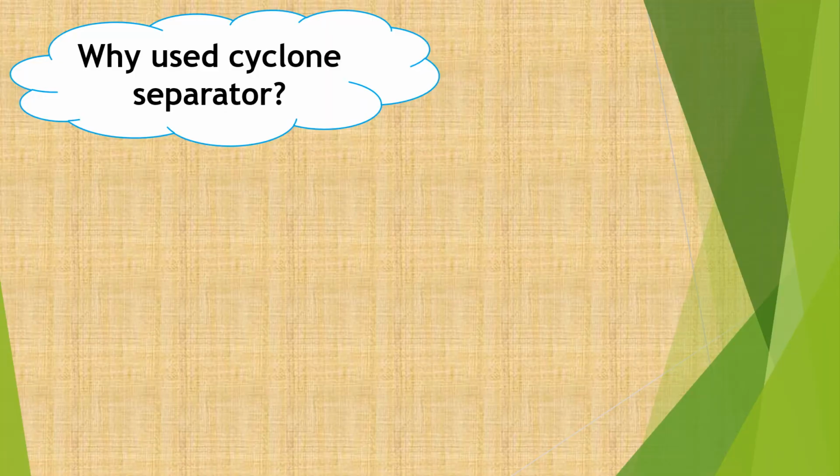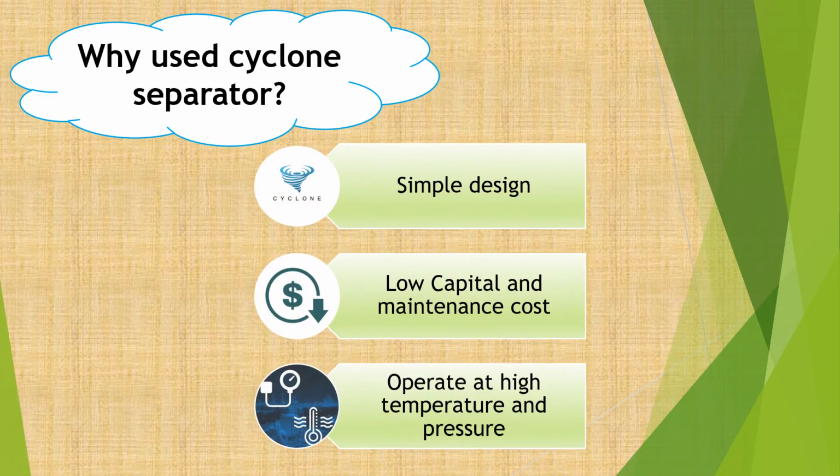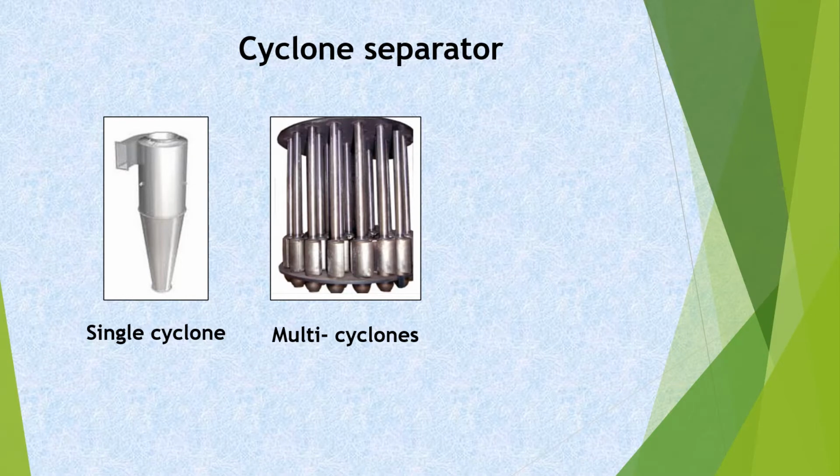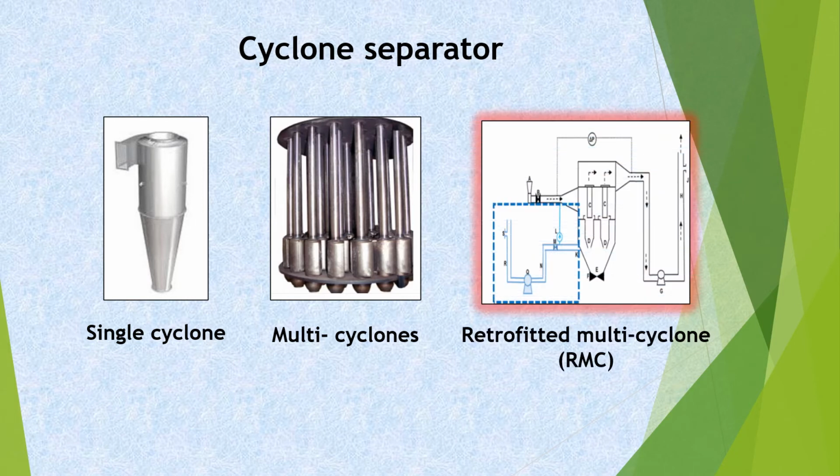There are many other air pollution control devices, but why do we choose cyclone separator in this study? This is because it has simple design, low capital and maintenance cost, and is able to withstand high temperature and pressure. I believe that most people have heard about single cyclone and multi-cyclone separator, but do you know what is the retrofitted multi-cyclone separator?